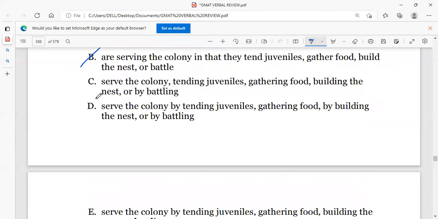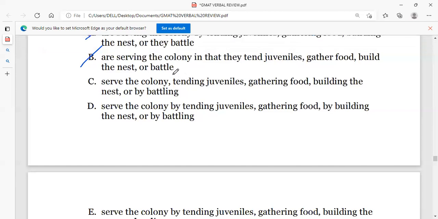Okay. Looking at C, serve the colony, tending juveniles, gathering food, building nest, or by battling. There has to be a by over here, right? You cannot just write serve the colony, tending. The meaning gets distorted. It seems that you're talking about some other set of termites who are doing all these things, right? List of items. So this part is basically not correct meaning wise.